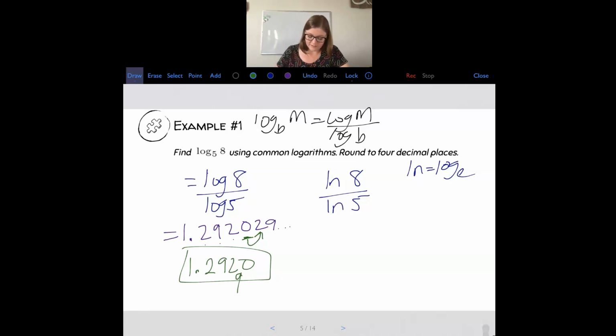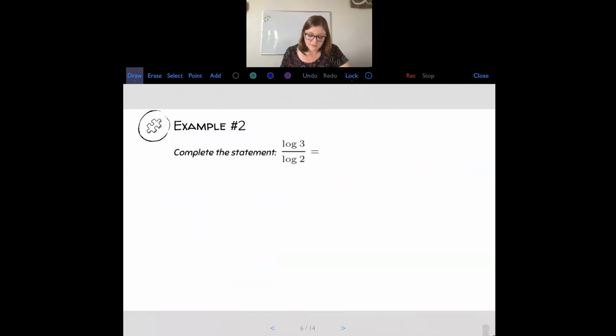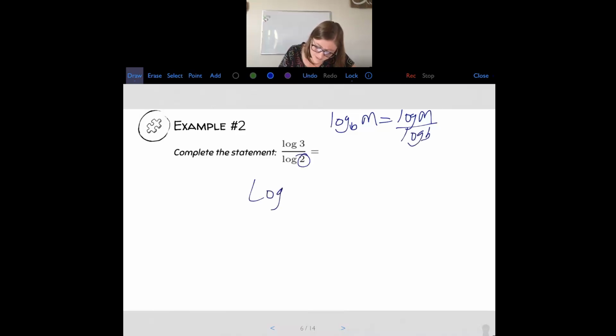And what we talked about on a previous slide, we guessed it would be between 1 and 2 because 5 to the first is 5 and 5 squared is 25. Okay, so we can also go the other way around. Complete the statement: log 3 over log 2. Remember that the base is assumed to be 10 here, but using change of base going the other way around, the denominator is my base of the logarithm, and my numerator would play the role of x in our logarithm form. So this would be equal to log base 2 of 3.